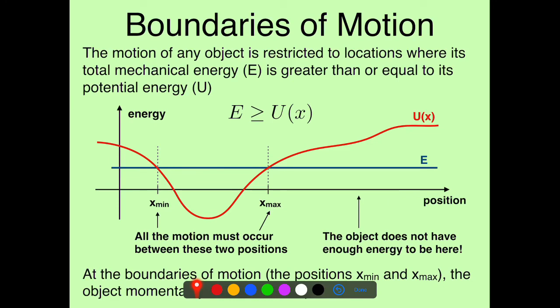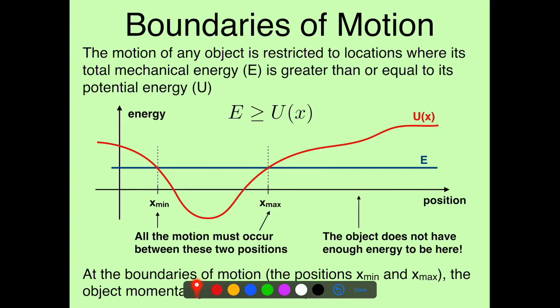So let's take a look at, say, this region over here. In this region, the potential energy is bigger than the total mechanical energy E. That's not possible, so the object can't be located in this region. But what if we're over here? Now the total mechanical energy is greater than potential. That's fine, so we can be over here. There's no problem with that. But again, we can't be out here somewhere.